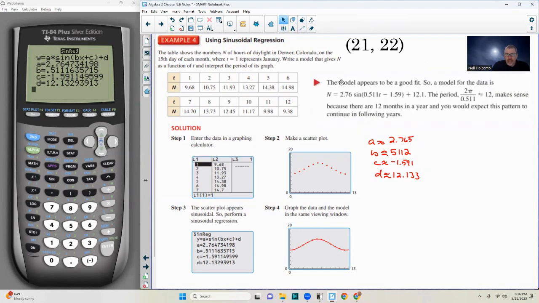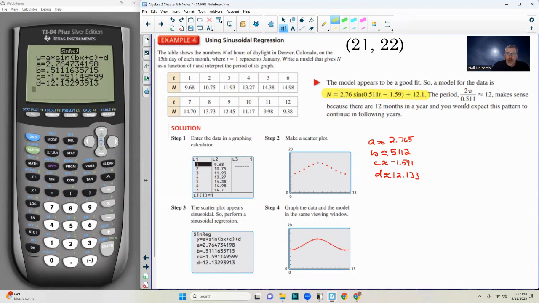So the data is n equals 2.76. That's my A. Sine, B was 0.511. I have 2. They rounded to 2 places. T minus 1.59, which is C, plus D, which is 12.133. So that's where all these values came from to get this equation right here.